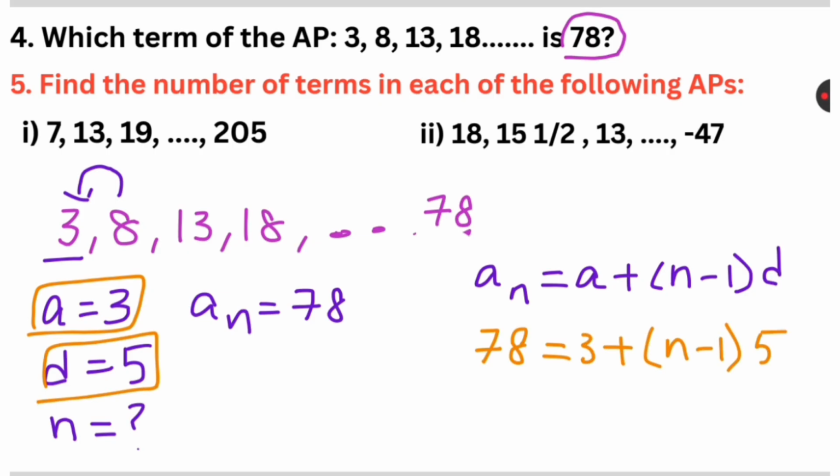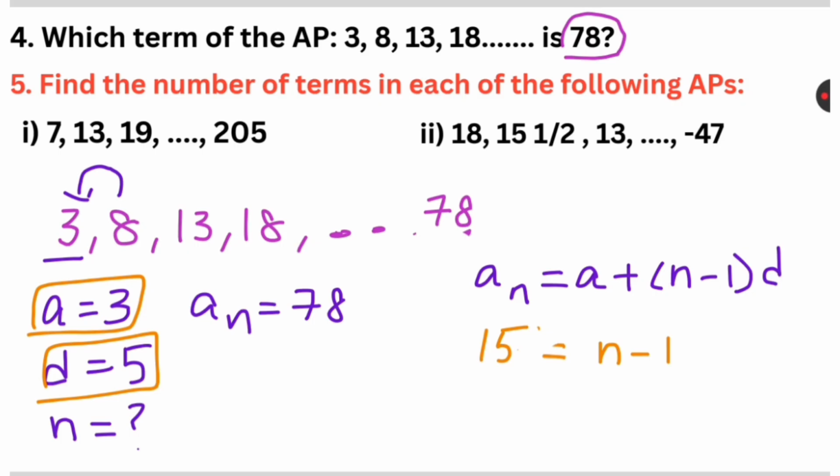If you subtract 3 from both sides, then plus 3 minus 3 turns into 0. On the left hand side, 78 minus 3 gives 75. If you divide by 5 on both sides, 5 and 5 get cancelled. On the left hand side, 5 times 15 is 75, so we are getting 15. The right hand side is n minus 1.